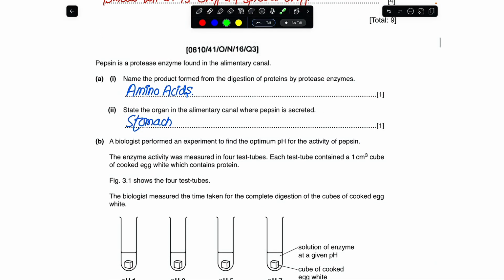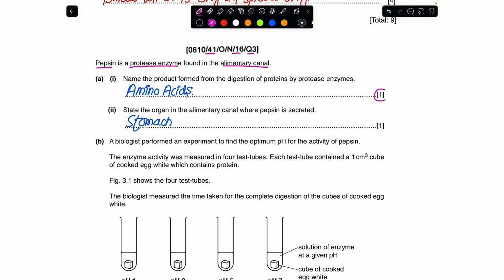Moving on to the next question, here the examiner was interested to evaluate your understanding of the enzymes that contribute their role in the digestion of complex food particles into small food particles within your alimentary canal. This appeared in October, November of 2016, theory variant 4.1, and in your exam this was question number 3. What they tell us is that pepsin is a protease enzyme which is found in the alimentary canal.